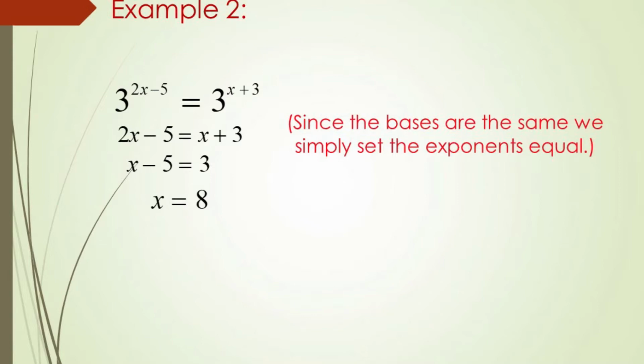How do you get x? What happened to 2x? Why did it become just x? You simply subtract it, right? Because you transfer x to the other side, so it will become x now. And then minus 5 equals 3. So x equals 8. That's how we solve exponential equation.